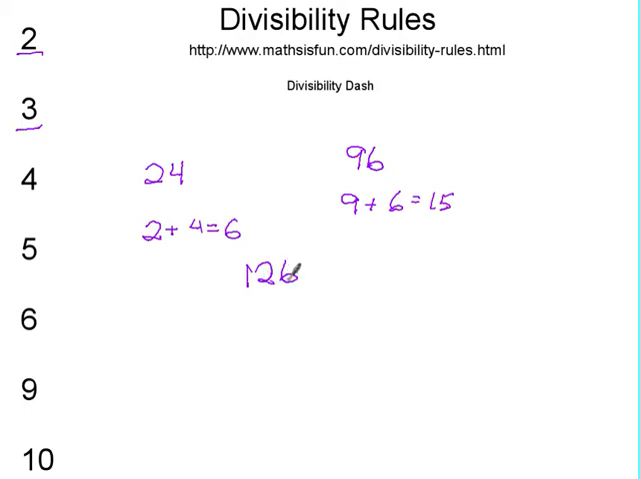Let's try one more example here. 126. Again, it's an even number, so it's divisible by 2. 1 plus 2 plus 6 equals 9. 9 is divisible by 3. So 126 is divisible by 6 because it's divisible by both 2 and 3.